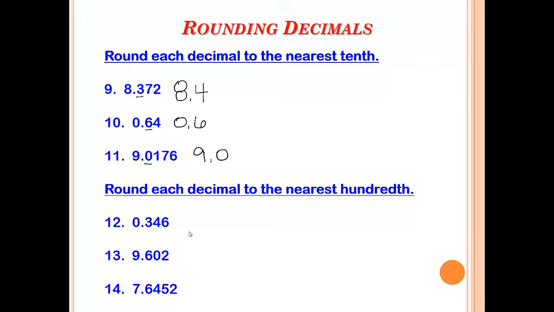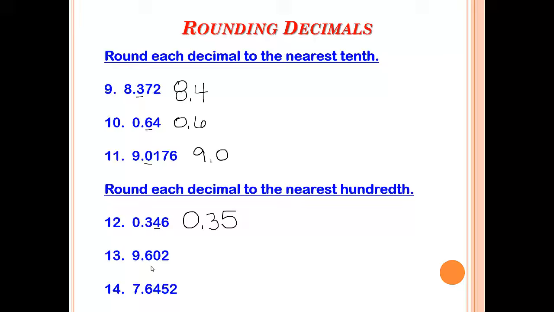Okay, next we're going to round each decimal to the nearest hundredth. So for number 12, we have 0.346, or 0 and 346 thousandths. The hundredths place is the second digit to the right of our decimal. So this 4 is in the hundredths place. We will look at the number behind, which is a 6, and since this number is greater than 5, we are going to round the 4 up. So we have 0.35. Remember, if the digit behind is a 5 or higher, we round up. If it's less than 5, it remains the same.